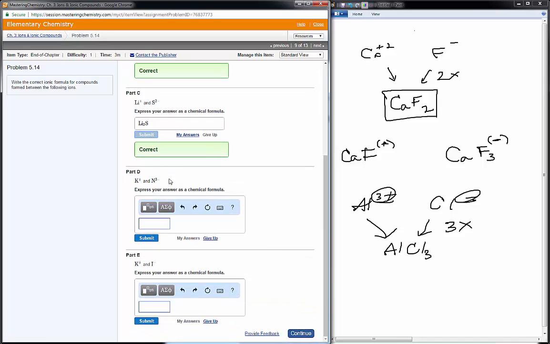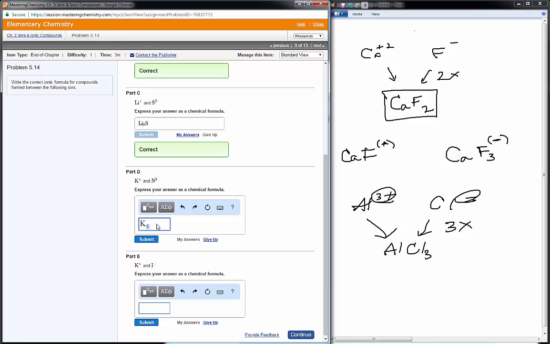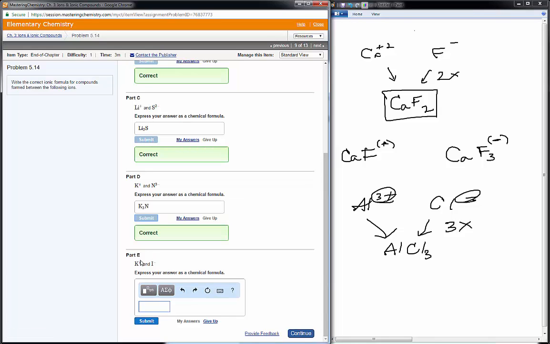With potassium 1+ and nitrogen 3-, I'm going to need 3 potassiums in order to get 3 positive charges to cancel out the negative 3 charge from the nitrogen. So that formula is K3N. And for K+ I-, 1 plus 1 minus, they already cancel, so just KI.